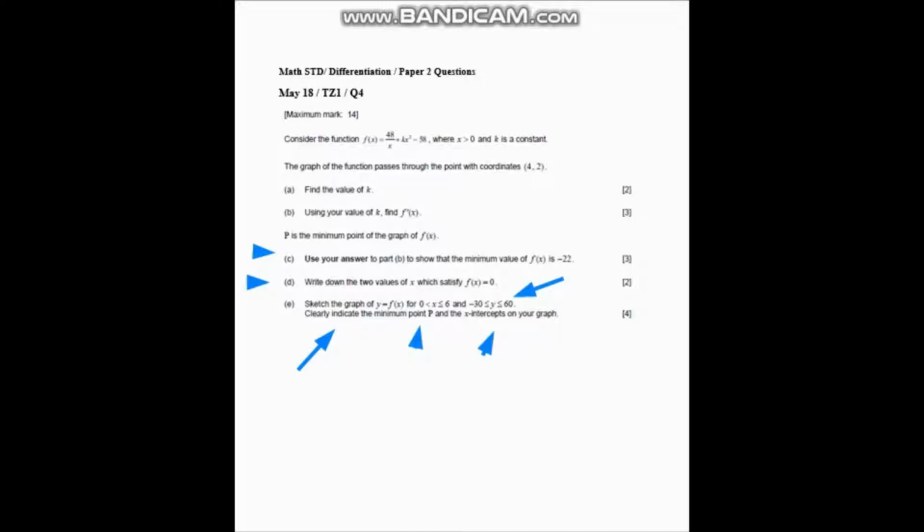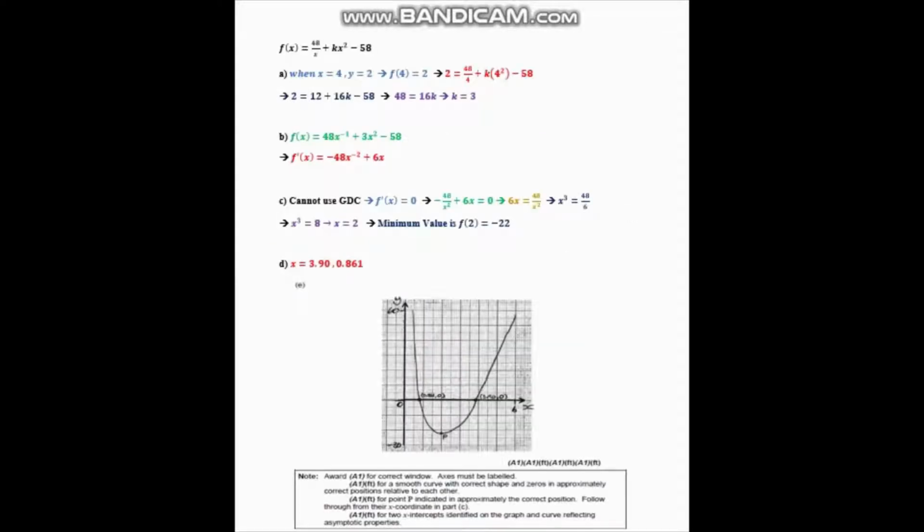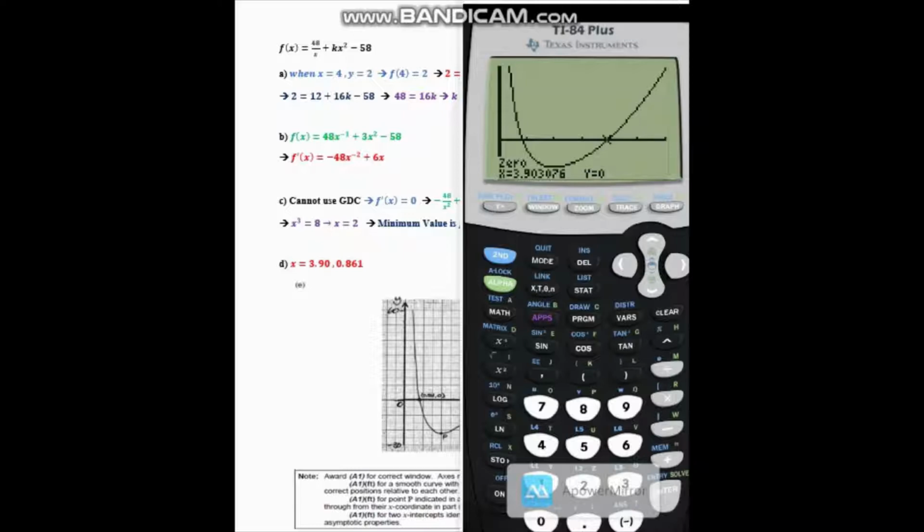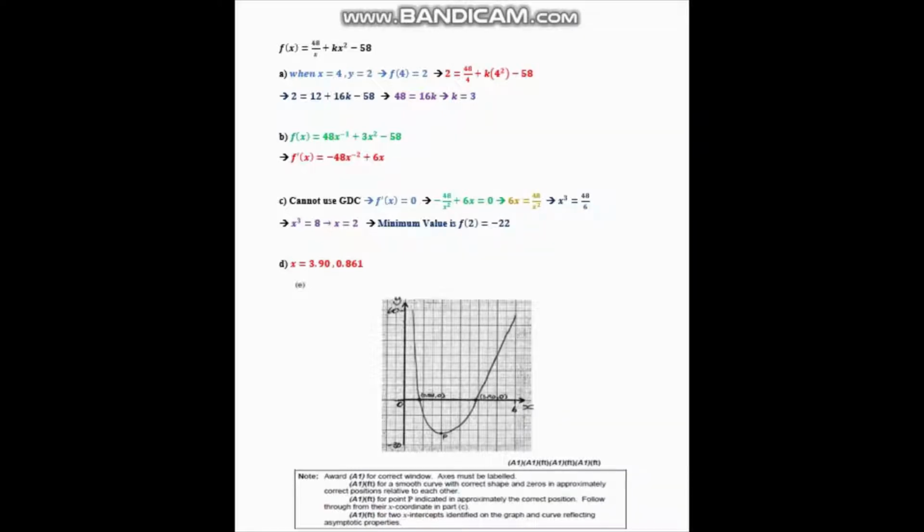So there is the marking scheme version, and there is what we have on our GDC. They kind of look the same, and they have given you 1 mark for the correct window, a mark for the smooth curve with the correct shape and the zeros in an approximately correct position, a mark for point P indicated in approximately correct position, which is the minimum value, and a mark for the two x-intercepts identified on the graph, and the curve reflecting asymptotic properties.